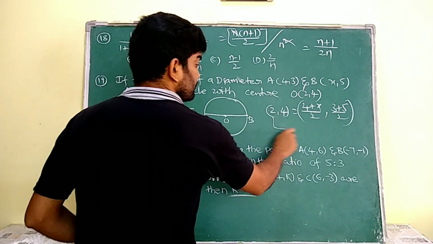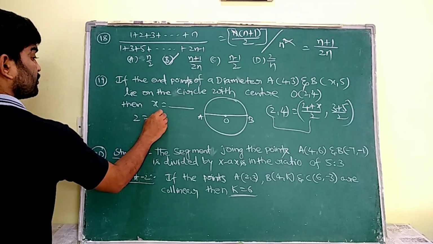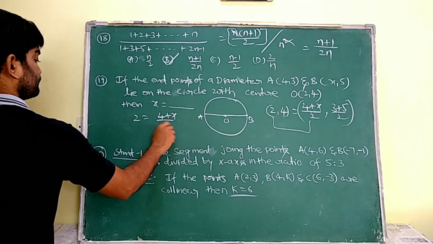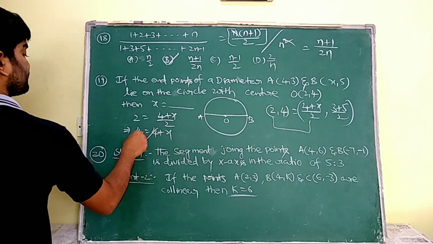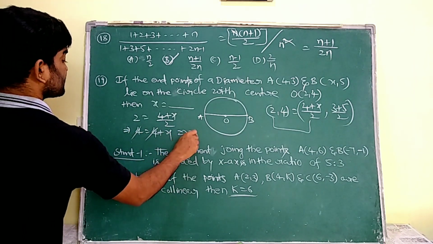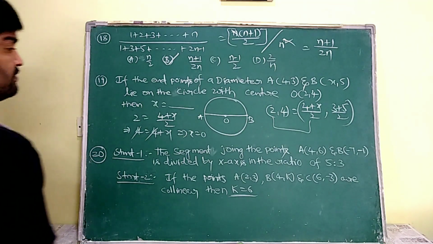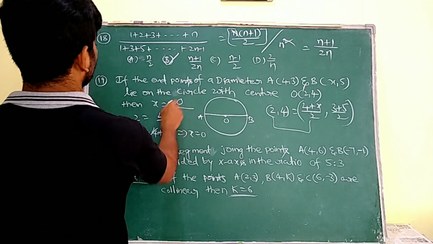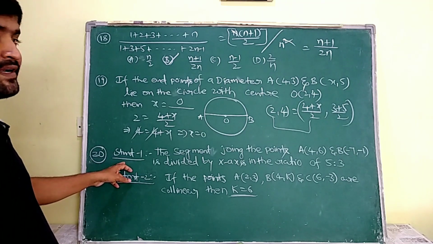By this, the first coordinates are the same. So 2 is equal to 4 plus x by 2. That implies 4 is equal to 4 plus x. This 4 and 4 are going to be cancelled, then x is equal to 0. Understand? x is equal to 0. He is asking you to write the value of x.